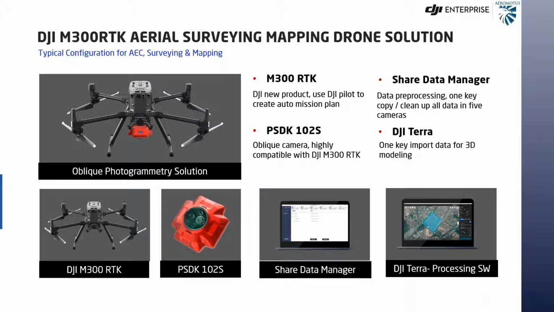So the solution will need for you to identify your requirements for surveying and mapping. The main four components you would need are the M300, the PSD, Share Data Manager, which comes along with the package, and then a processing software. We recommend DJI Terra. It's able to handle a higher number of images compared to other platforms, and the 3D model generated from DJI Terra will be highly accurate compared to other platforms.